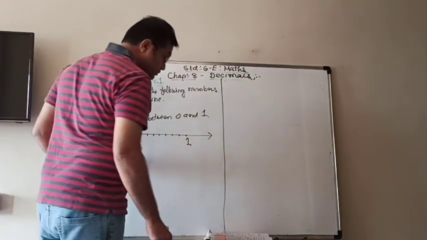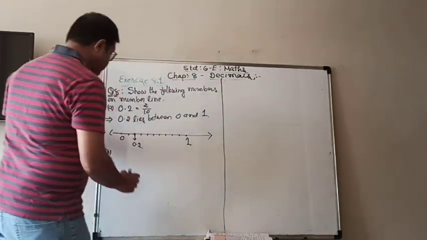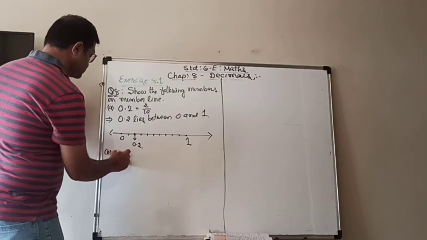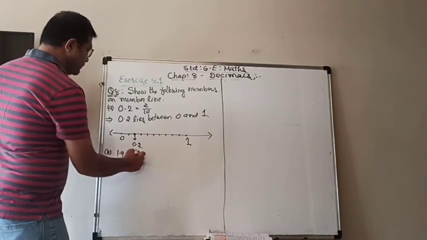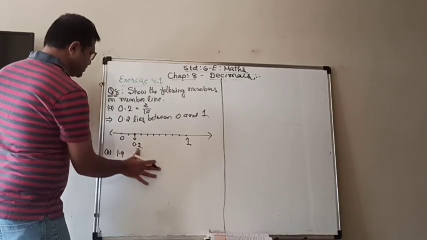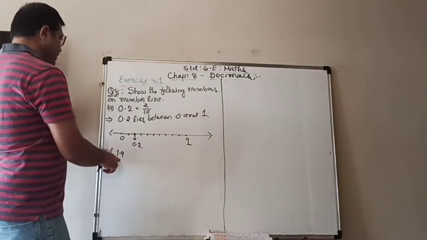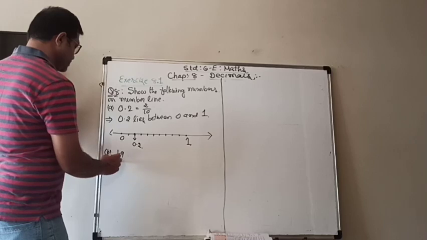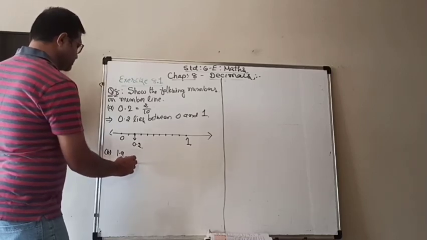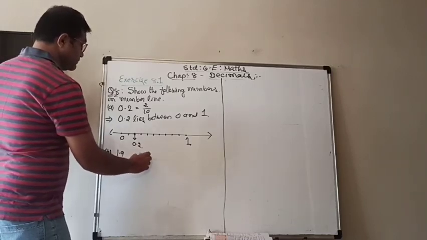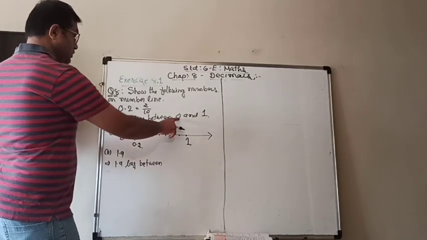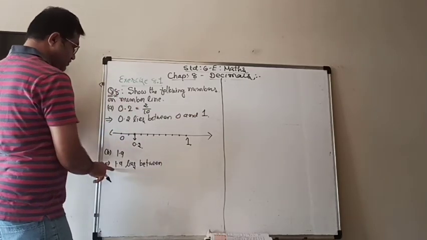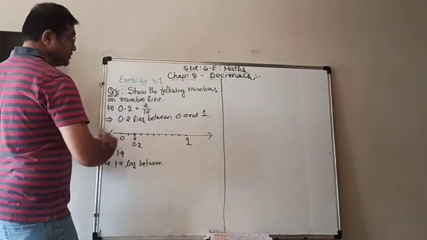Second one, 1.9. You can write it as 19 upon 10, but it is not necessary. Now 1.9 lies between 0 and 1, but here the whole part is 1, so it lies between 1 and 2.